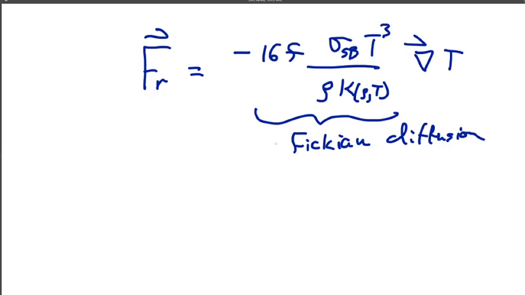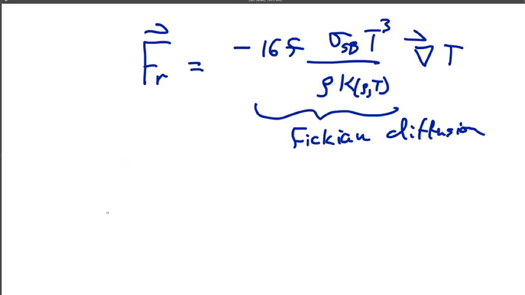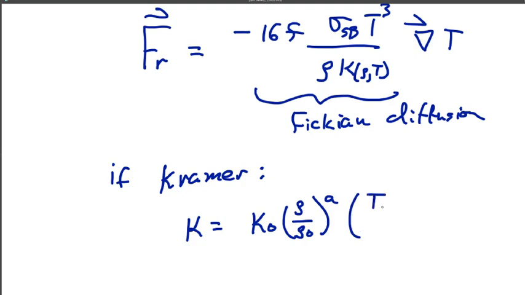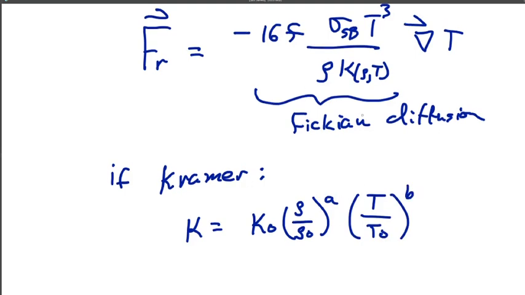All right. So a couple more small steps. If the opacity kappa is a Kramers opacity law, which means we have a power law, a Kramers-like opacity, then the opacity is equal to some kappa naught times rho divided by some reference value rho naught to the a, times T over some reference T naught to the b, and these are our power laws a and b.